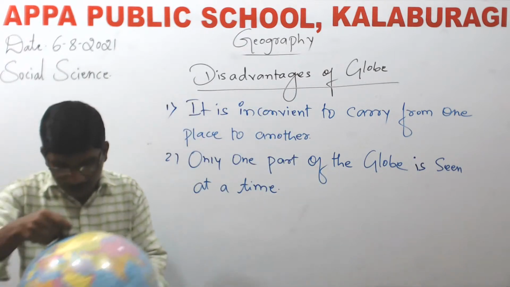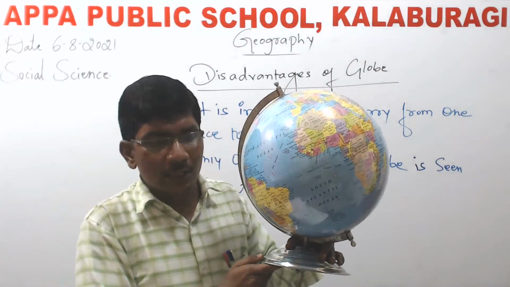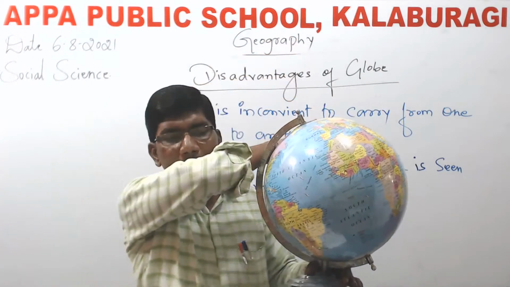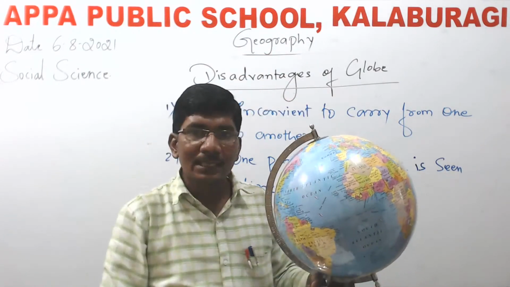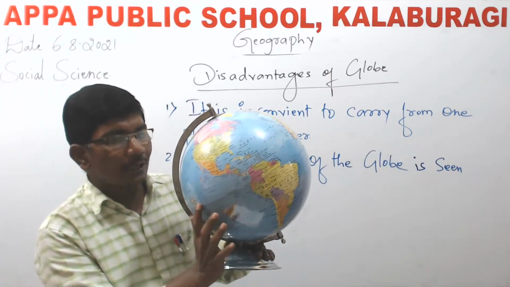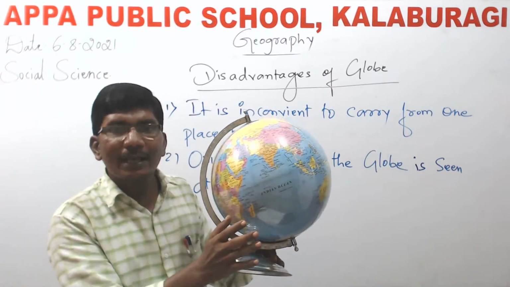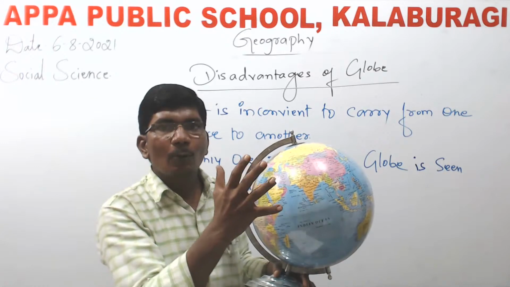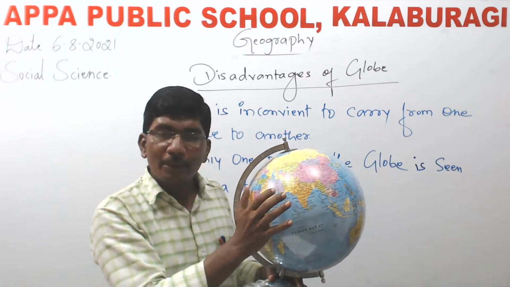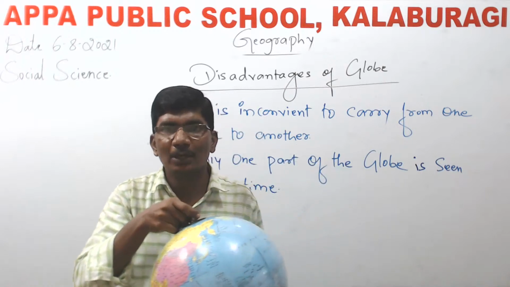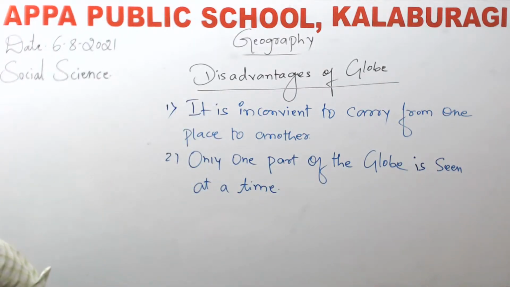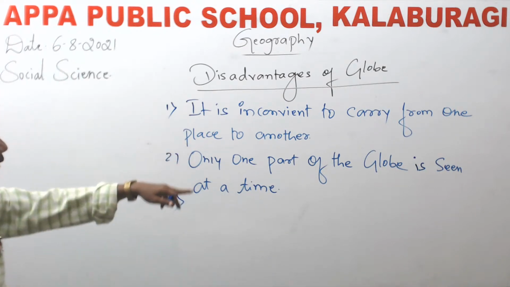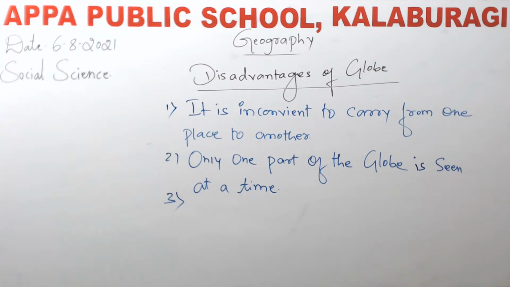I will show you that. See, children, now I am showing you this globe. Only one part of the globe is visible to you. The back part is not visible to you. If you rotate this from west to east, then you can see it. But when you see the globe, one part will be visible and another part will not be visible. This is the second disadvantage: only one part of the globe can be seen at a time.